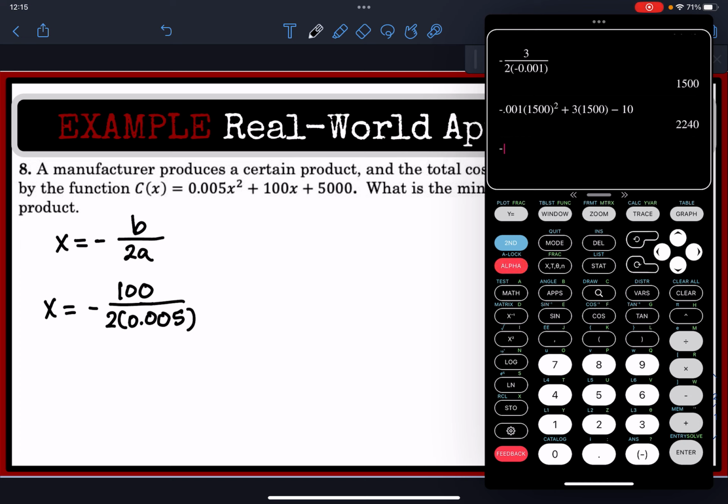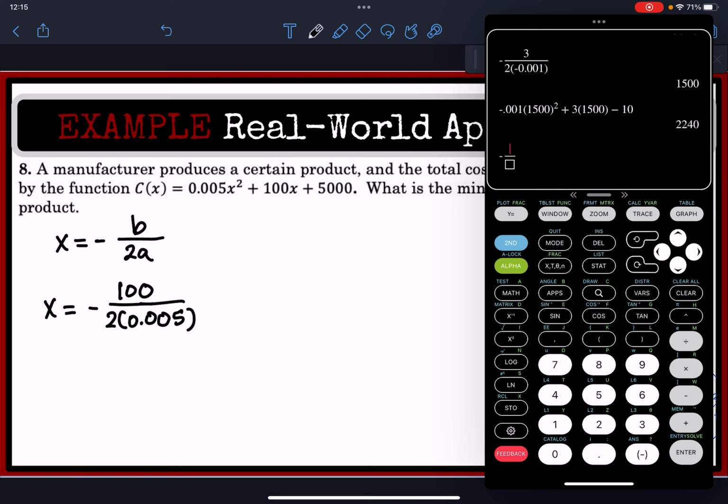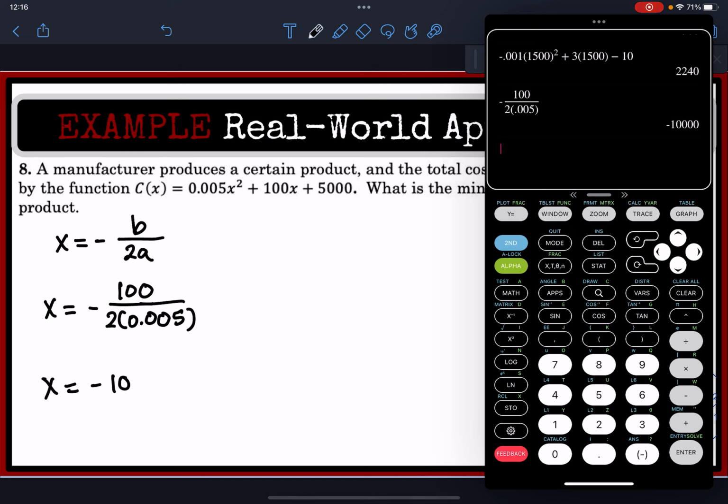alpha y equals, select the first option, number 1, and we're going to put 100 in the numerator, move down, and then 0.005 in the denominator. And that is negative 10,000. Negative 10,000.